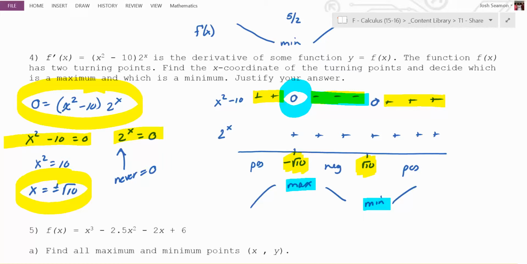The other thing is you can just plug in, if it's clearer for you. What is root 10 about? What's negative root 10 about? 3 point something, right? Yeah. So plug in like, I don't know, negative 5. Plug in negative 5 into this. Well, this is going to be positive, and that's going to be positive. So the whole thing is positive.